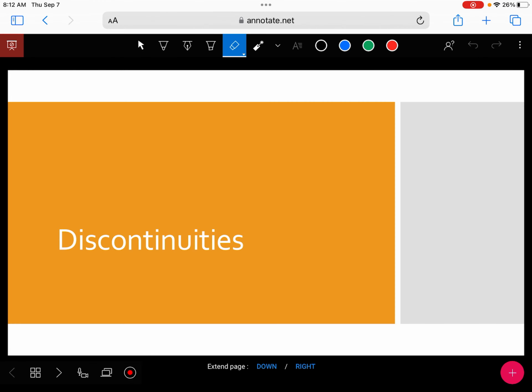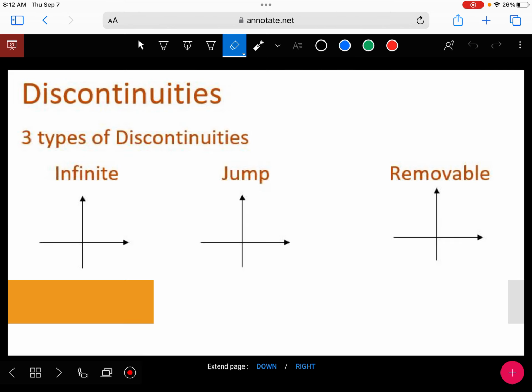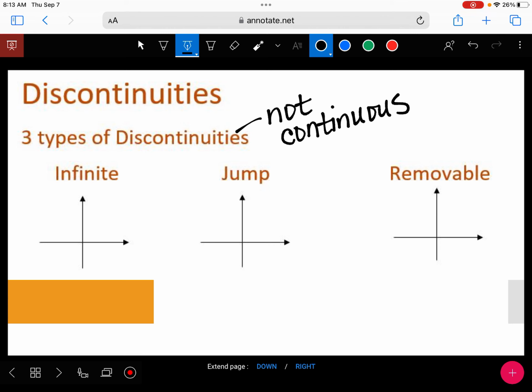Okay, so discontinuities. A discontinuity is simply exactly the way it sounds. It is a place where the graph is not continuous. So the graph is not continuous at that point in the domain. There are 3 different types of discontinuities.